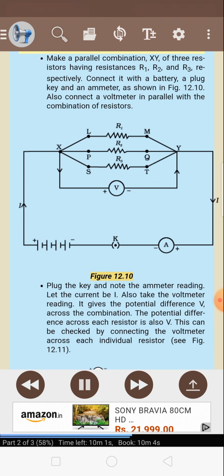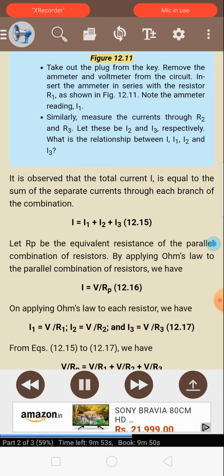Figure 12.10. Plug the key and note the ammeter reading. Let the current be I. Also take the voltmeter reading. It gives the potential difference V across the combination. The potential difference across each resistor is also V. This can be checked by connecting the voltmeter across each individual resistor. See Figure 12.11.